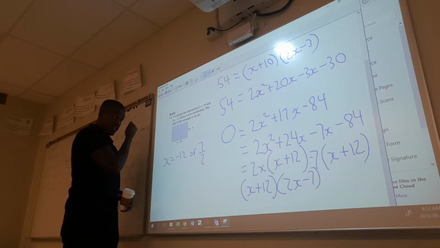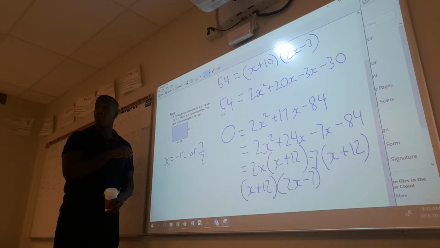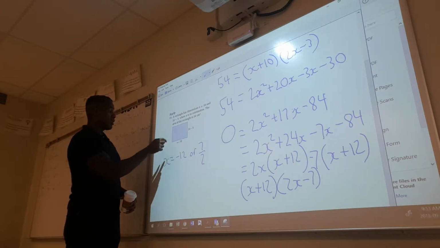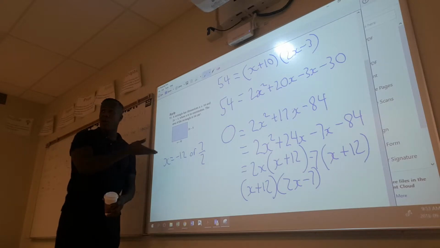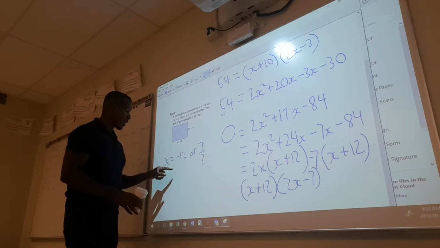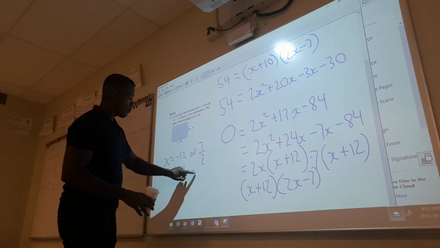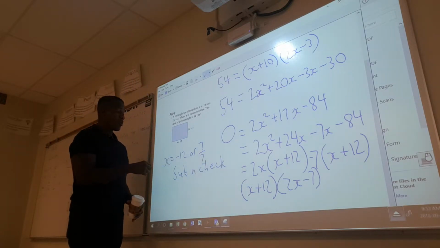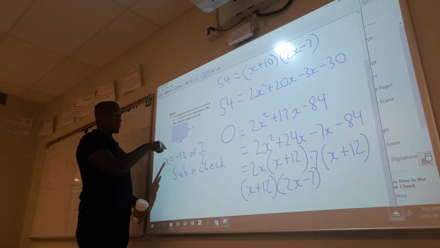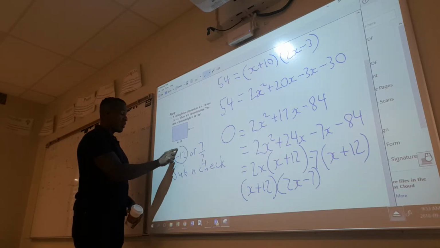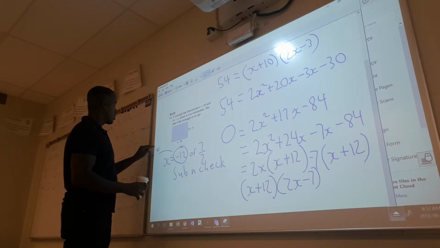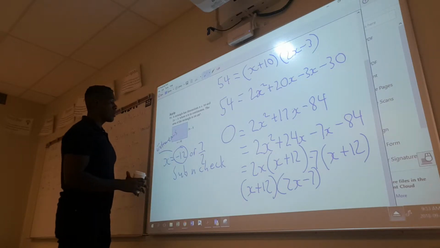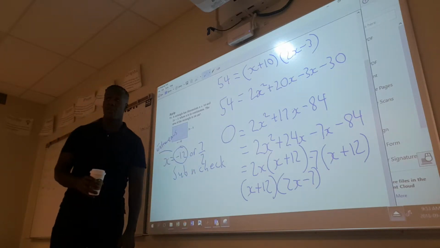Because this number here might be 14, right? If this number is 14, well, negative 12 plus 14 is 2. We still have a positive side length, so that's not an issue. So just keep that in mind: you've got to sub in and check. Okay, and then when we do that, we'll see that becomes a negative, so we can't even use that. So we can identify this as extraneous. Therefore, that's what my x is: 7 over 2.